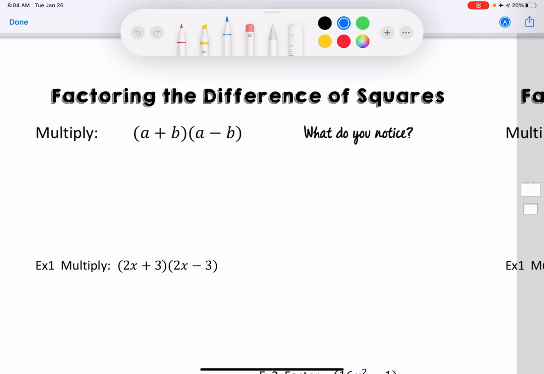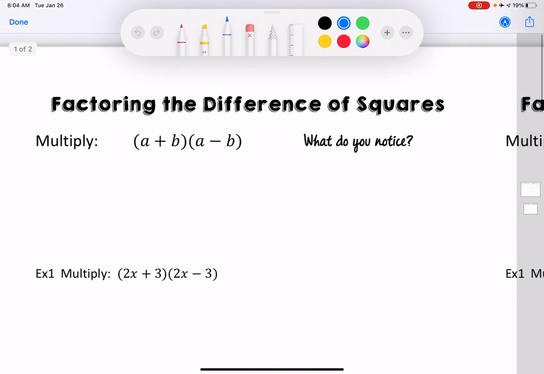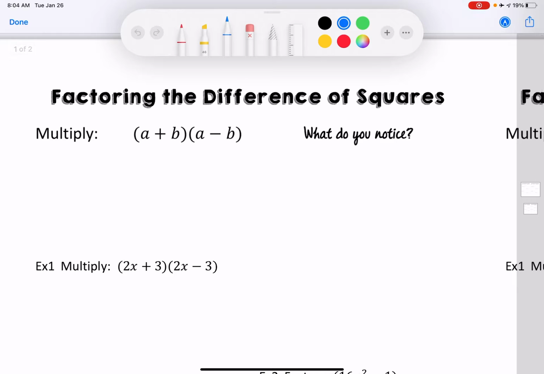Hey everybody, so we're going to be talking about factoring special products. We're going to talk about the difference of squares first, and then we're going to be talking about the perfect square trinomials. So we did talk about this when we were doing FOIL and multiplying all the polynomials. So I want to give you a refresher.